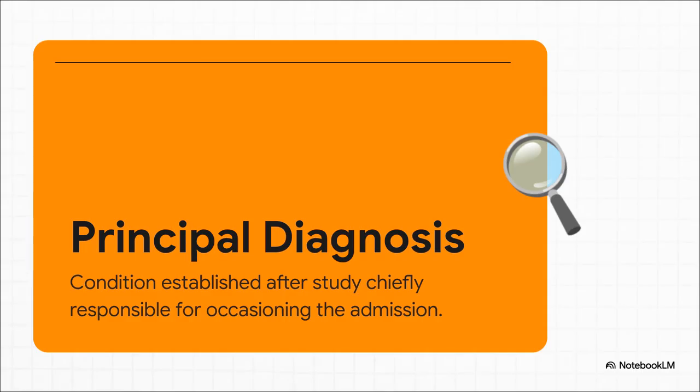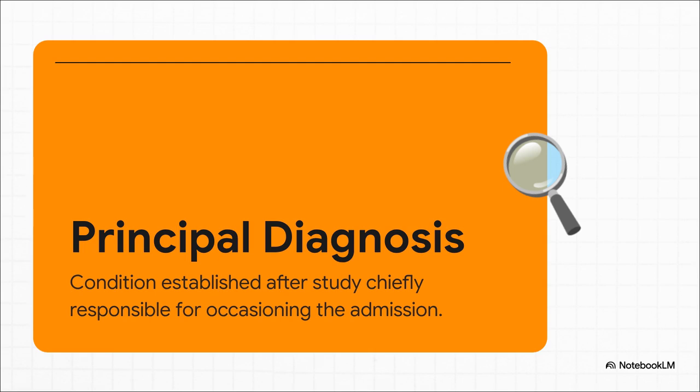The Uniform Hospital Discharge Dataset, UHDDS for short, has a very specific definition for principal diagnosis. It is, quote, that condition established after study to be chiefly responsible for occasioning the admission of the patient to the hospital for care. Now, I want you to mentally highlight, underline, and circle those two words, after study. Seriously, it is the most important phrase in all of inpatient coding.